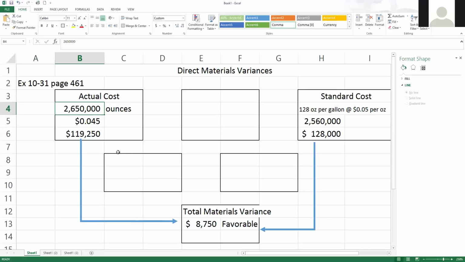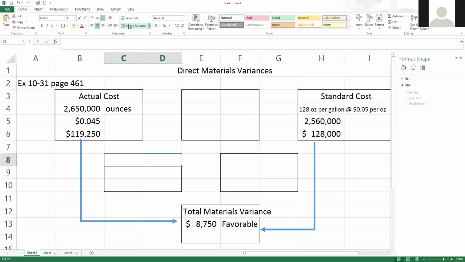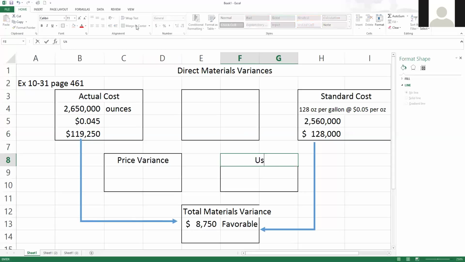The reason, of course, being that we spent less for each ounce. So we saved money by spending 4.5 cents an ounce instead of 5 cents an ounce, but we used more ounces. So how do we show that? Well, we have two boxes. One down here is going to be called the price variance. So we're going to talk about the fact that we spent 0.5 cent less per ounce. And here we're going to talk about the usage variance, how many ounces we used.